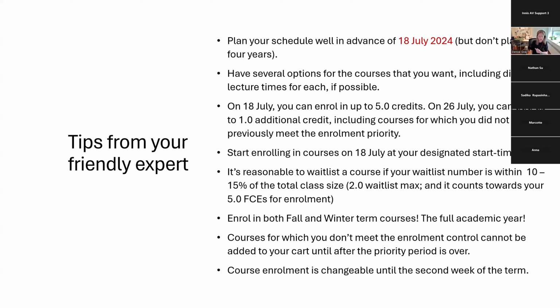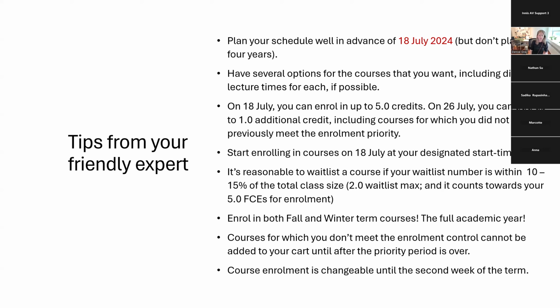You can change things up until the second week of each term. So even if you enroll in winter term courses and you're not sure about them, you want to change, you found a different course you'd like to enroll in, you have until the second week in January to do that. But enroll in everything now to start with and then change later.